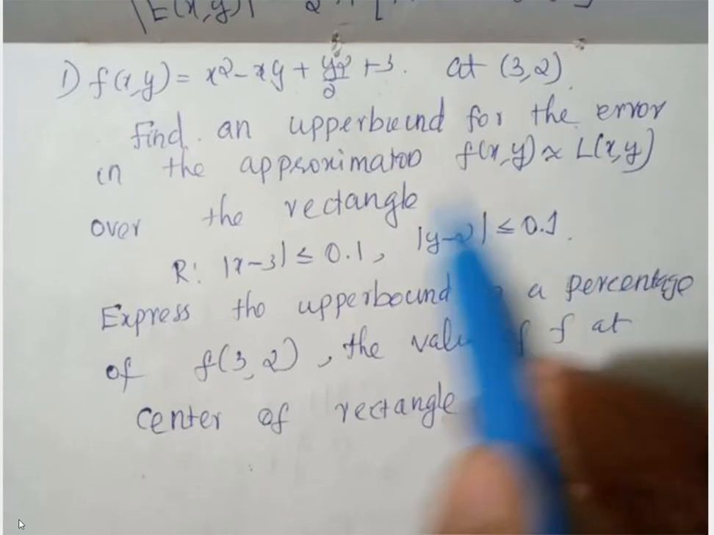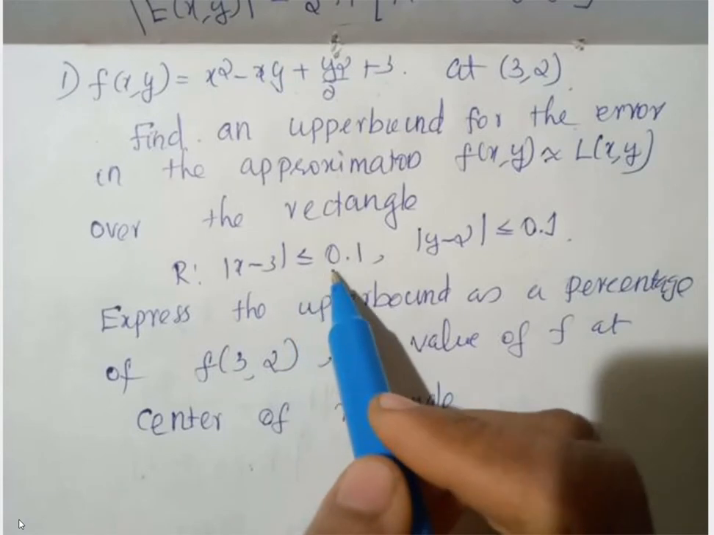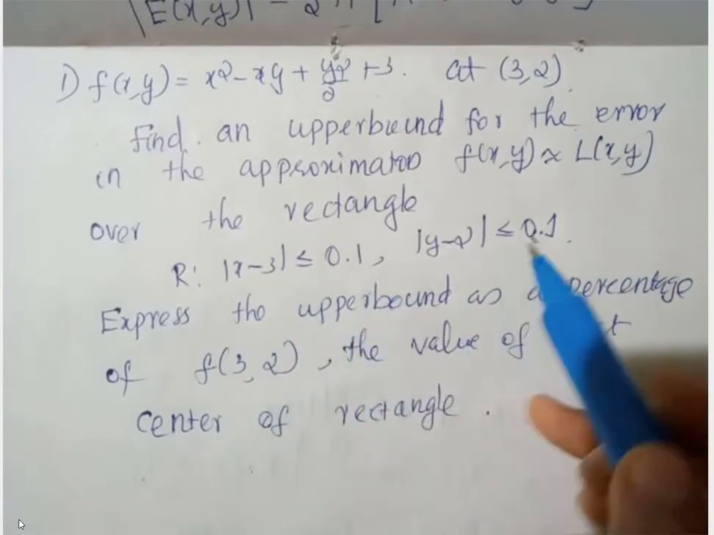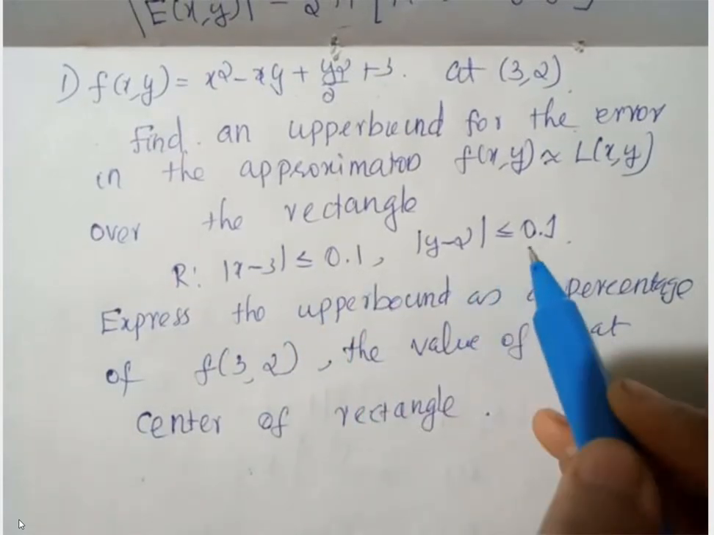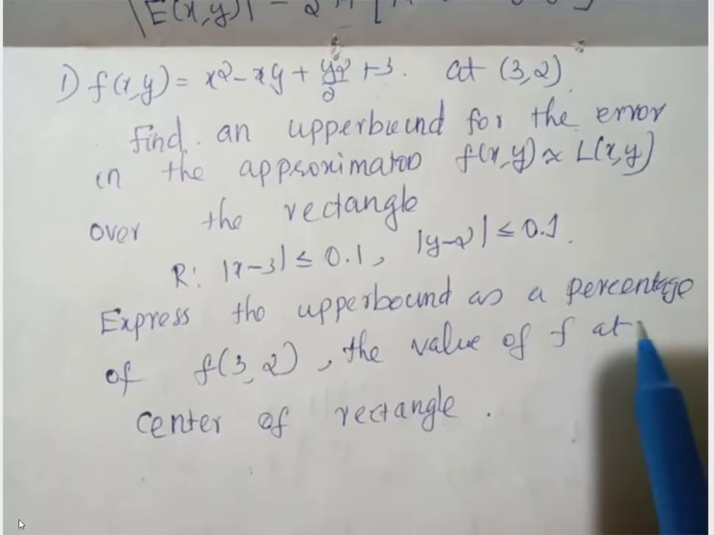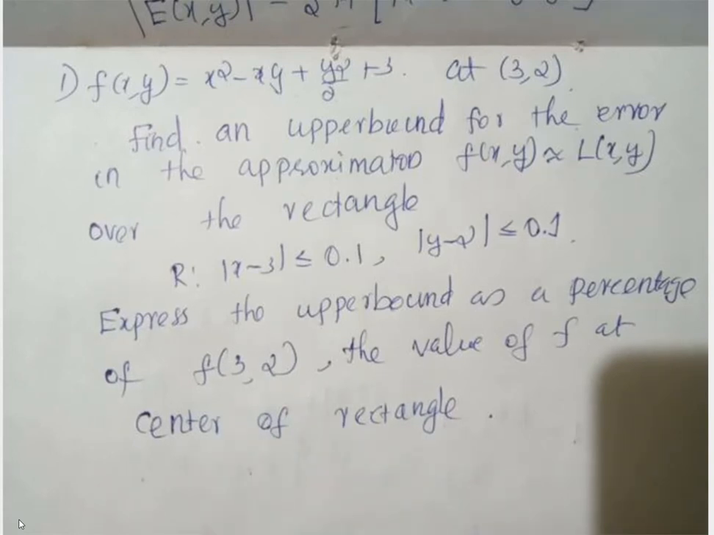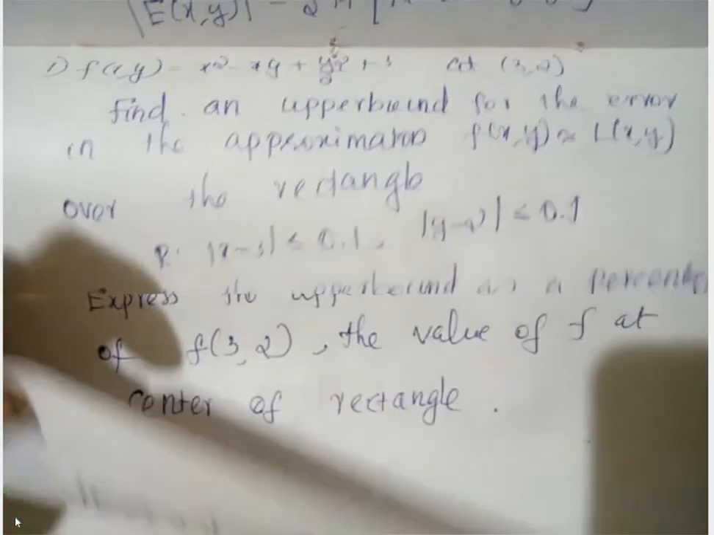over the rectangle R: |x − 3| ≤ 0.1, |y − 2| ≤ 0.1. Express the upper bound as a percentage of f(3,2), the value of f at the center of the rectangle. So the solution is, this is the error.